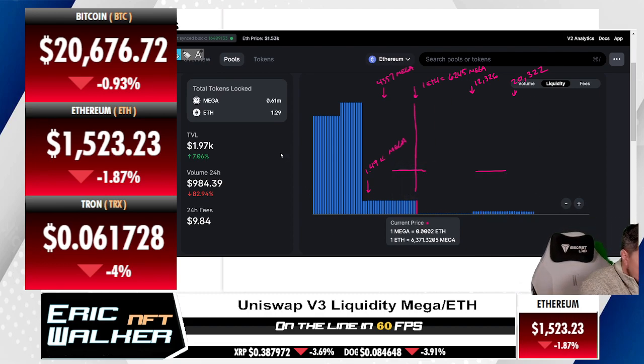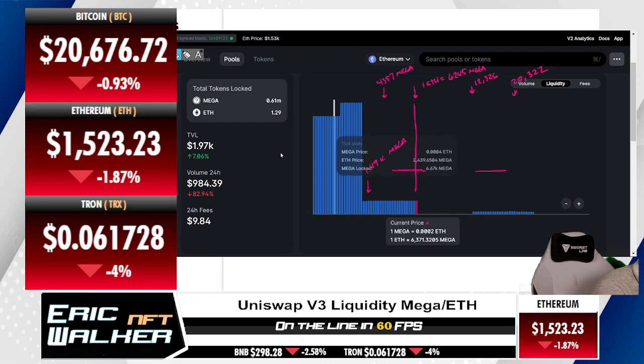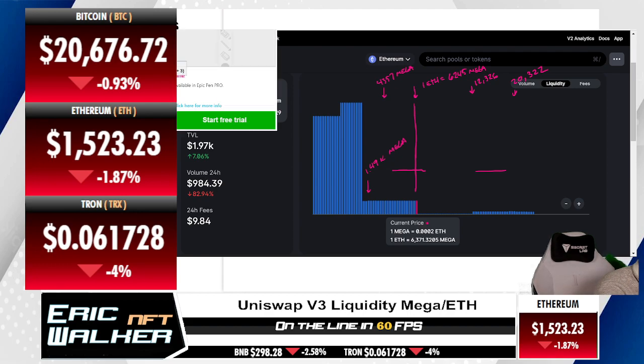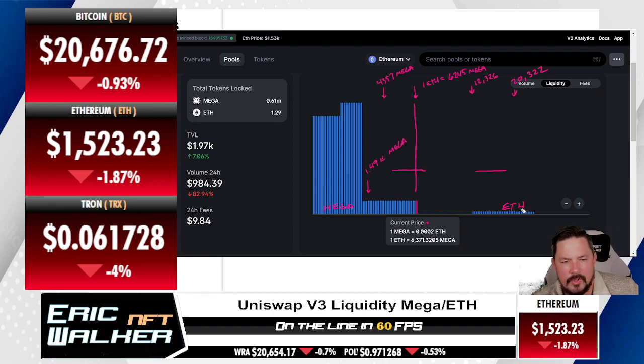So on the left hand side, I'm just going to write over all of this work here. We are talking about how much Mega, this is all Mega that's locked here, guys. And over here, this is all the ETH. So let's take some real world examples here.